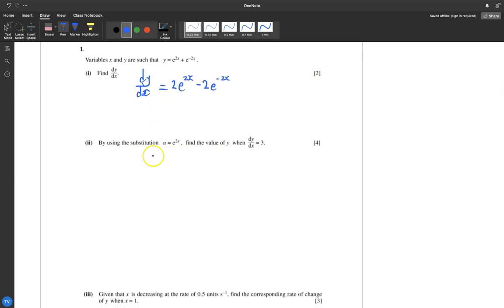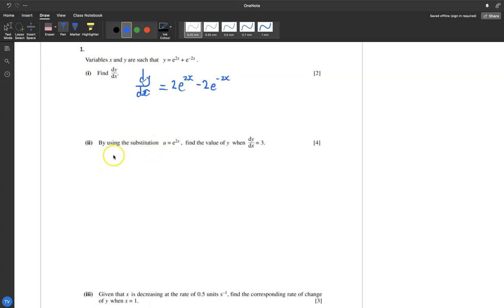Okay, moving on. By using the substitution u equals 2x, find the value of y when dy/dx equals 3. So they are asking you to find the value of y when dy/dx equals 3, but you need to use the substitution that is given. Now you must remember that when they say by using the substitution and they give you the substitution, you must make sure that you use this. Sometimes they might say by using this or otherwise. When they say or otherwise, you can use other methods in order for you to find your answer. So you have to be very careful with the language that they're using. In this case, let's just use the substitution.